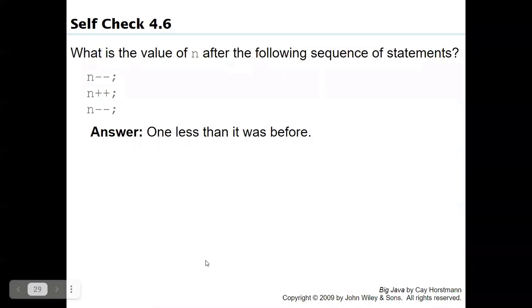So what is the value of n after the following sequence of statements? We subtract 1 from n, we add 1 to n, we subtract 1 from n again. Remember, that's the minus minus operator. We subtract 1, we add 1, we subtract 1. So it's going to be 1 less than whatever it was before.